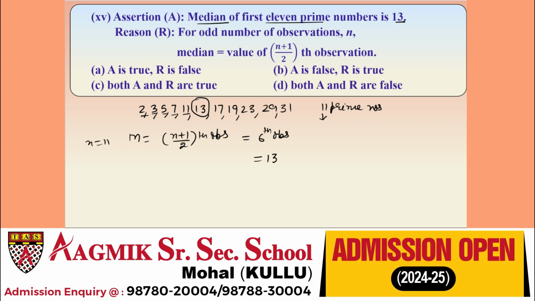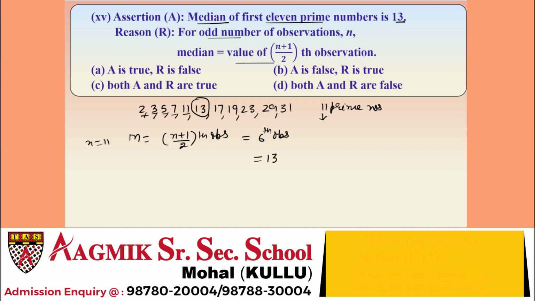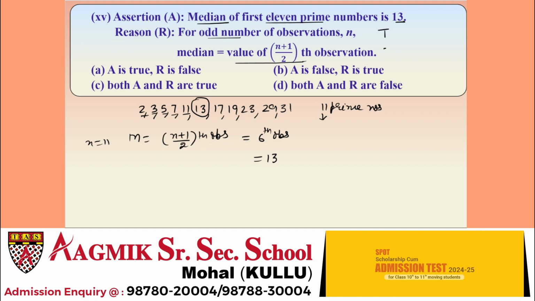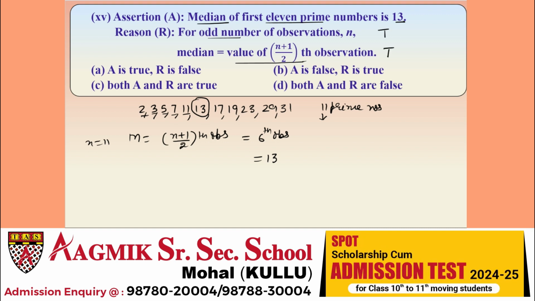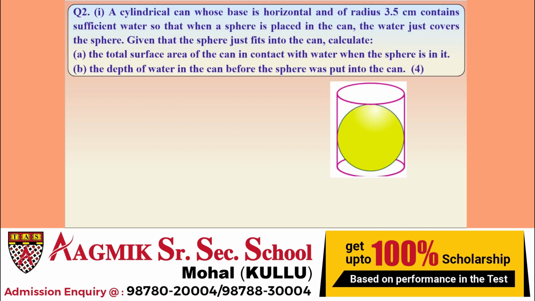So assertion is correct and reason is, for odd number of observations, median is value of n plus 2th observation. This is also correct. So assertion is true and this reason is also true. So that means C option will be correct. Moving on, question number 2 now.